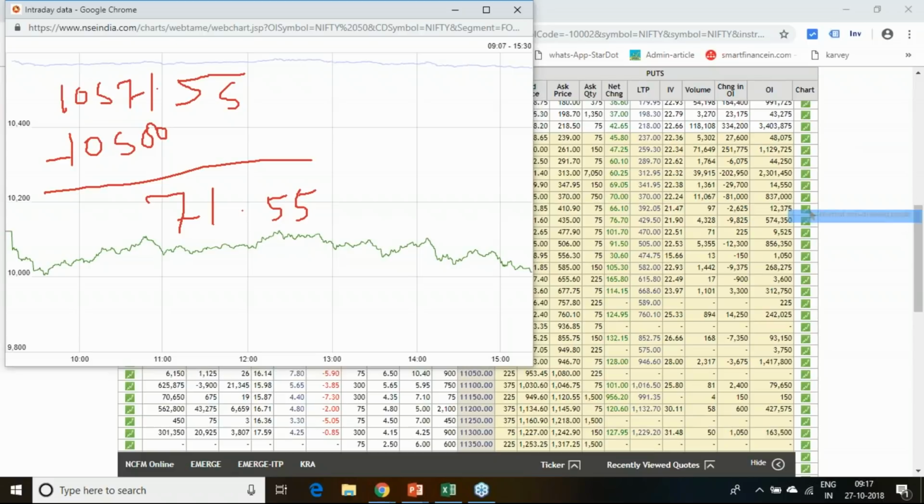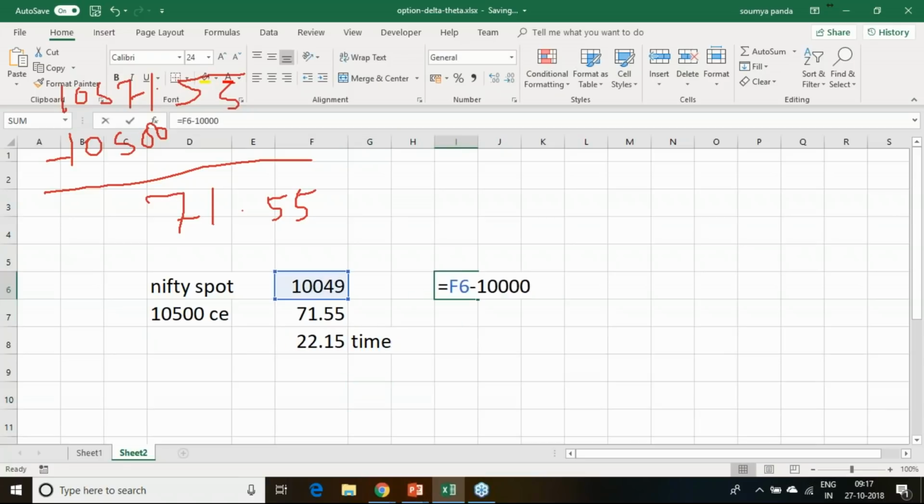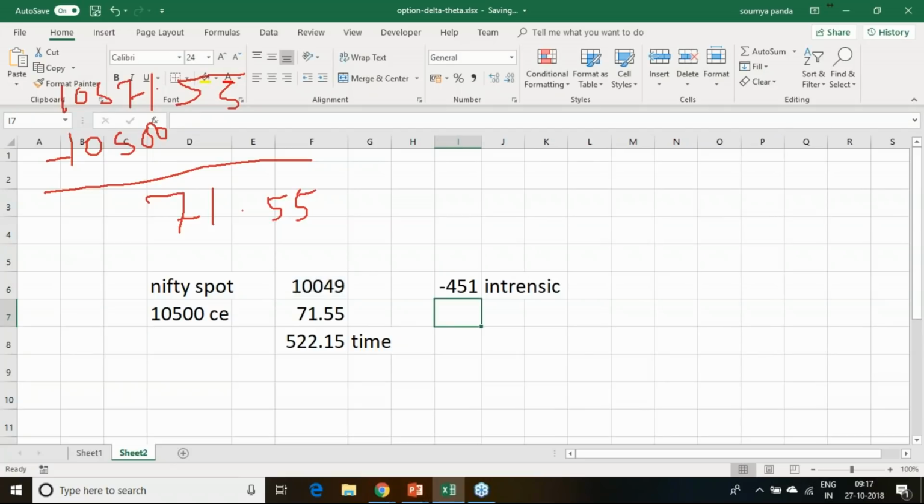At the same time, Nifty spot is 10,049.40. So we have taken the 10,500 call option at 71 rupees and 55 paise. Now we have to calculate the intrinsic value. What we have to do is spot minus 10,500, so the intrinsic value comes to minus 451.